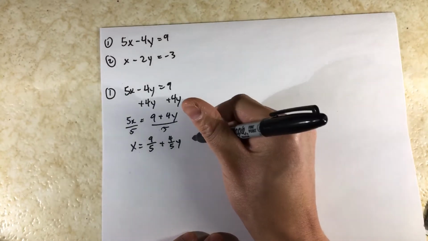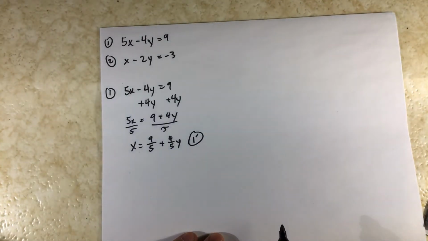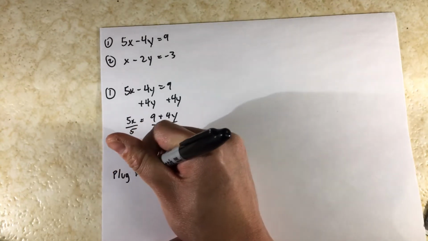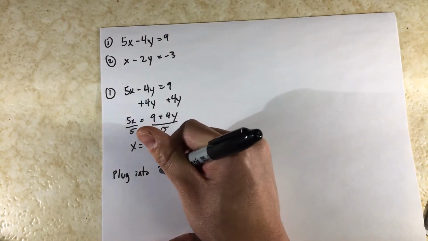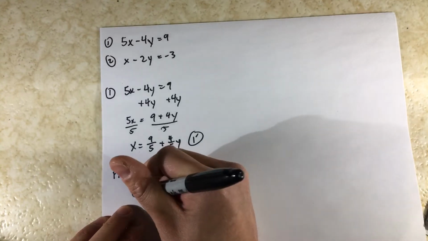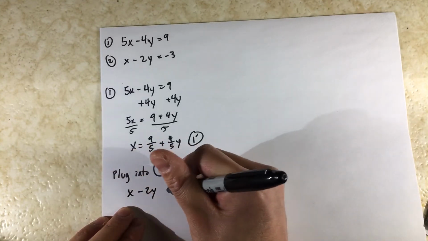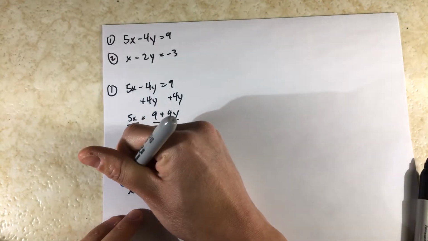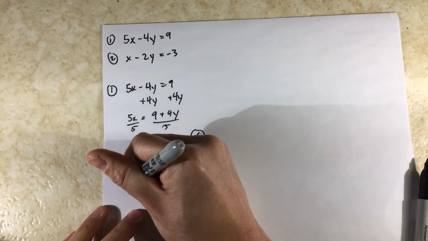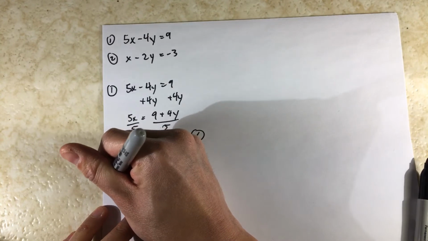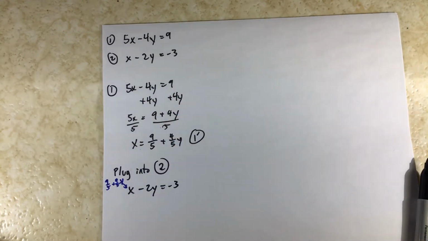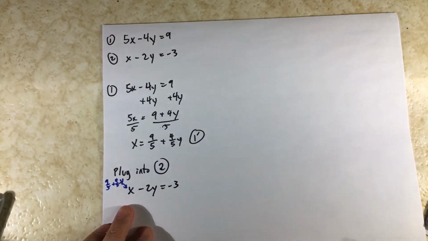So we have this equation. Let's call this 1 prime. It's kind of ugly. It has fractions. But what we're going to do is plug that into equation 2. Equation 2 is x minus 2y equals negative 3. For x right here, we're going to plug in 9/5 plus 4/5 y, because that's what x is equal to according to equation 1 prime.